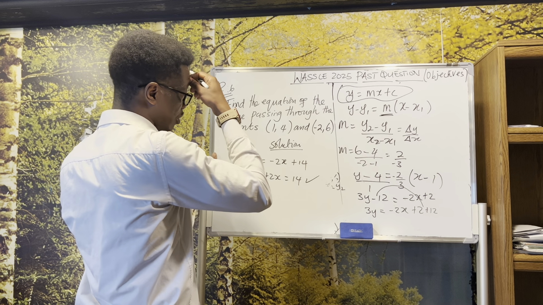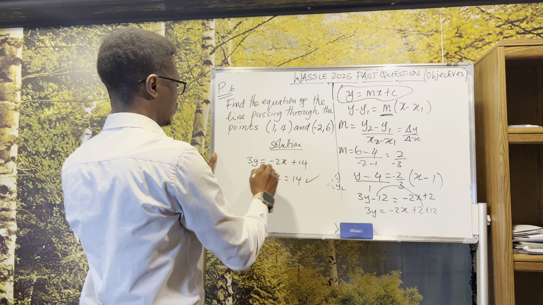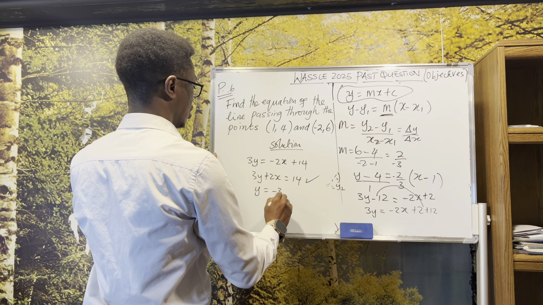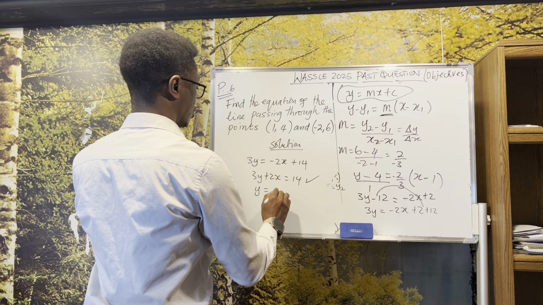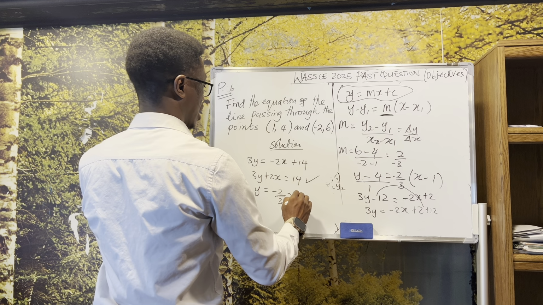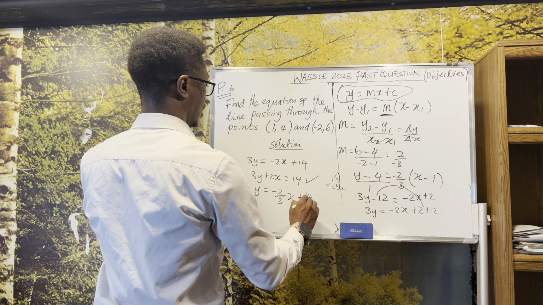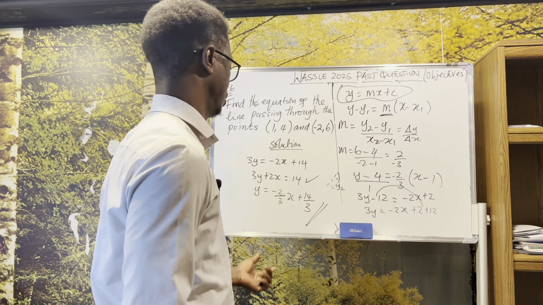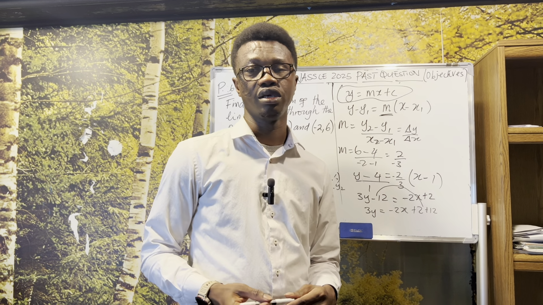It depends on how it is represented. Now if you divide again, if you want to make y the subject, this becomes y equals, dividing by 3, minus 2 over 3 x, then you have plus 14 over 3. So it depends on how it is represented. Any of these is correct.